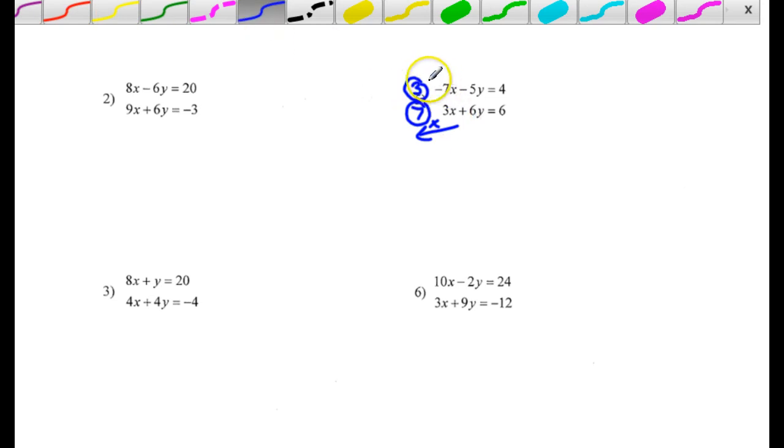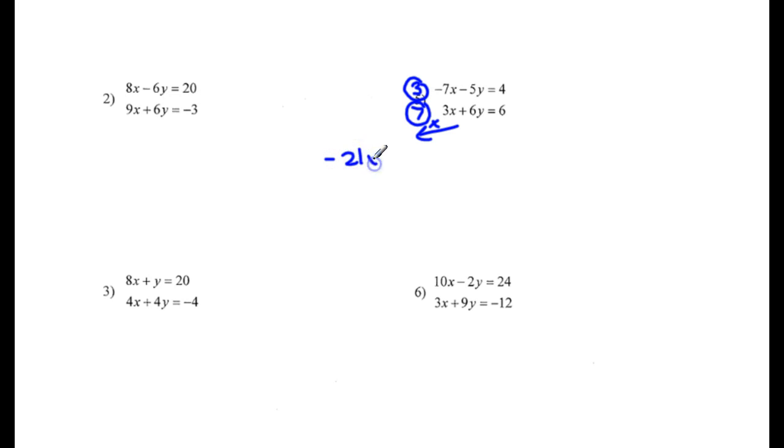So, if I multiply every part of the top equation by 3, I'm going to get negative 21x. 3 times negative 5y is negative 15y equals 3 times 4 is 12. Okay? Now I'm going to go to the second equation. I'm going to multiply everything by 7. I'm doing different things to each equation. So now it's 7 times 3x, positive 21x. 7 times positive 6y, positive 42y is what that equals. And then 7 times 6, 42 on this side.